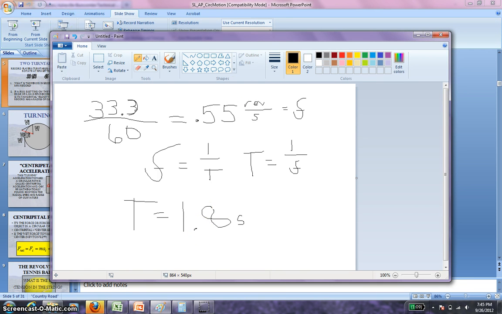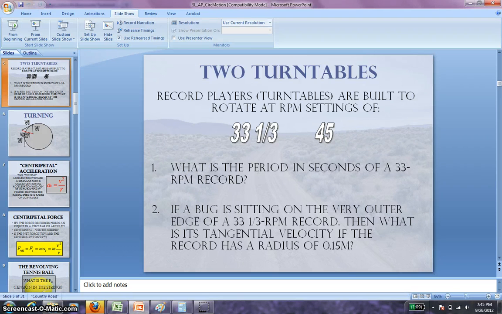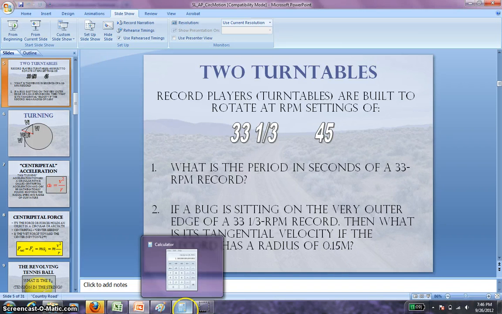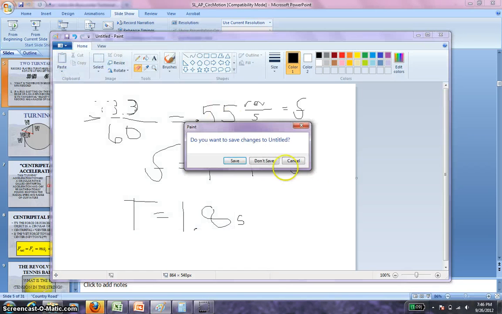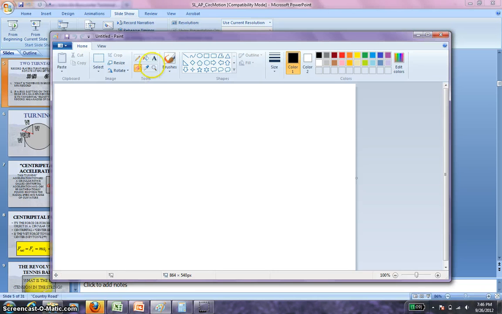All right, so let's go back and look at the other half of the question. It says, let's say you have a bug sitting on the very outer edge of the 33 1/3 RPM record. Then what is its tangential velocity if the record has a radius of 0.15 meters? So let's just go back. I'm going to erase all this. Let me open a new one. Remember we've got T is equal to 1.8 seconds.